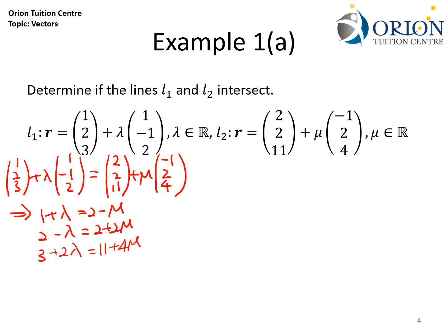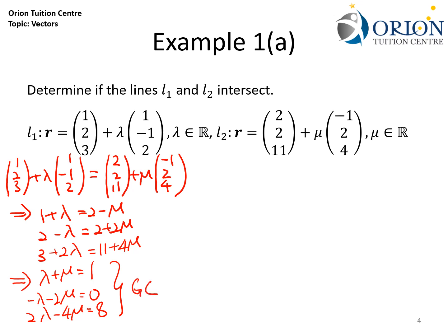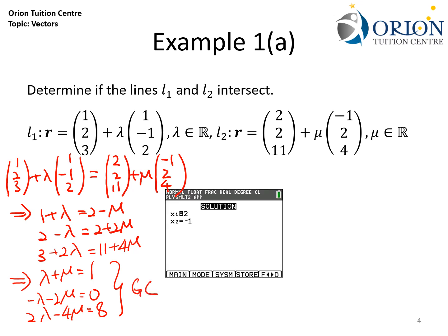And we can rewrite this system of three equations in a form that we can key into the GC, which will look like this. Lambda plus mu equals 1, negative lambda minus 2 mu equals 0, and 2 lambda minus 4 mu equals 8. And we can key these three into your GC, which will give us the following solution screen. And this tells us that there is a unique solution and therefore L1 and L2 intersect at one point.